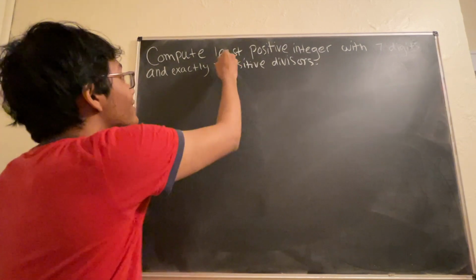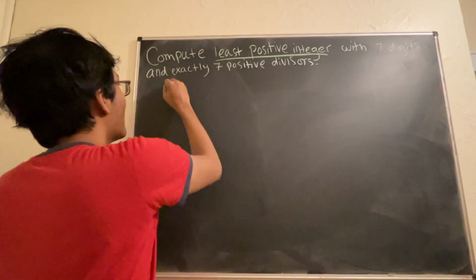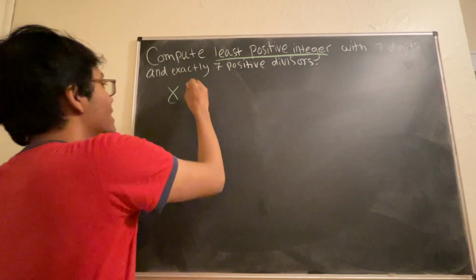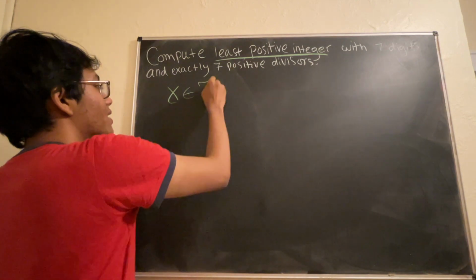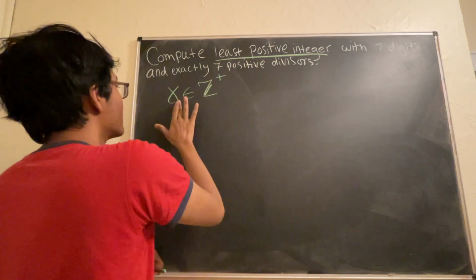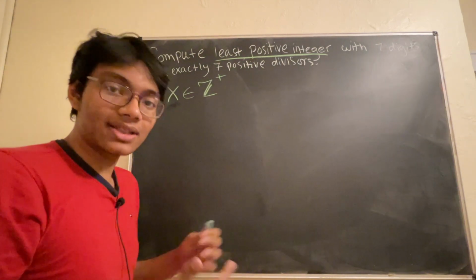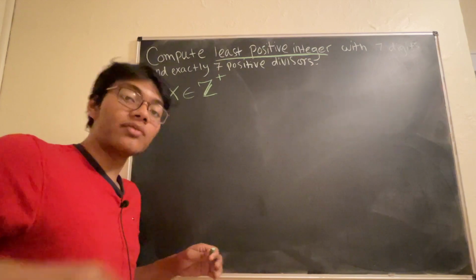So we have the least positive integer. Whatever number we have, we know two things, right? It has to be an element of the set of integers and it has to be positive. So we already have two restrictions on our number. But there's an infinite number of numbers that satisfy this condition, so let's look for more.